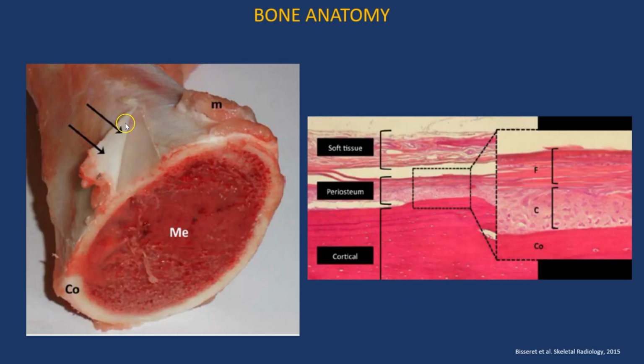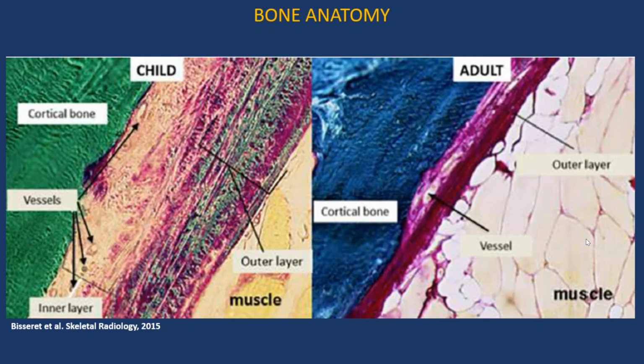The gross anatomy is as follows. You can see the reflected periosteum here from the underlying cortical bone, and on microscopy, appreciate the outer fibrous layer with mostly collagen tissue, which is cell poor, and then the inner cambium layer, which is cell-rich with osteogenic potential. Comparing and contrasting the pediatric to the adult periosteum, note the thickness of both the outer and the inner layer of periosteum in the pediatric patient relative to the adult patient.